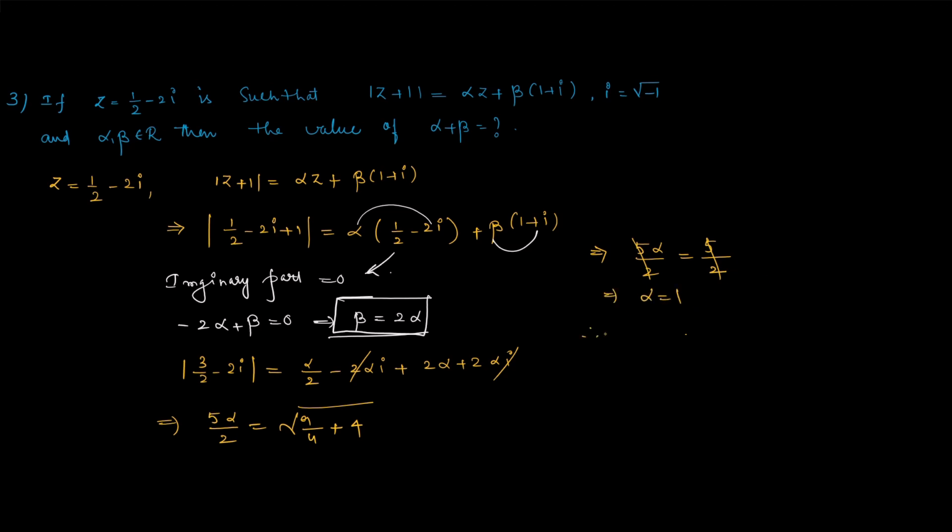Because beta is equal to 2 alpha, the relation we got, alpha value is 1, if you substitute you get beta is equal to 2. So we got alpha value is 1 and beta value is 2, and what is the value we want to find, alpha plus beta, so alpha plus beta is 3.